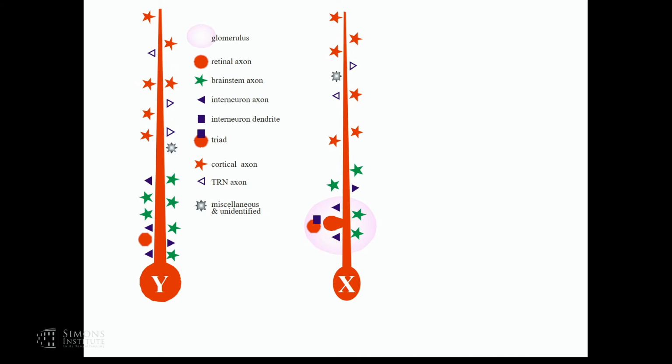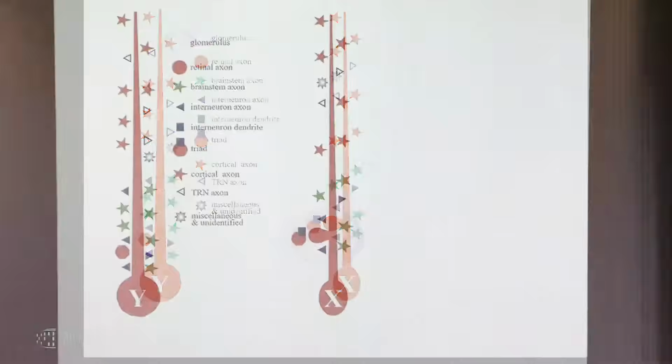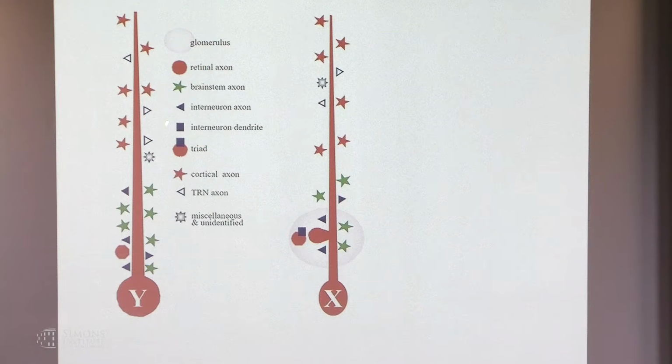Now we're going to see how these inputs are organized onto the relay cell. So we have two examples here. Data from the cat, but this applies to the rodent as well. We don't have data from the monkey, but hopefully, because it applies to cats and rodents, it applies to monkeys. We collapse the dendritic tree into a single dendrite, and it shows the inputs and where they're located in roughly proportional numbers. So we see cortical input out here, input from TRN axons out here, and closer to the cell body we have our retinal input and interneuron inputs.